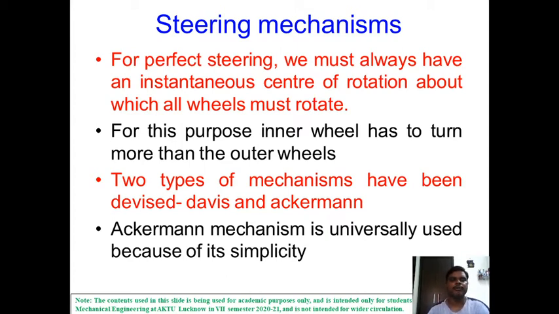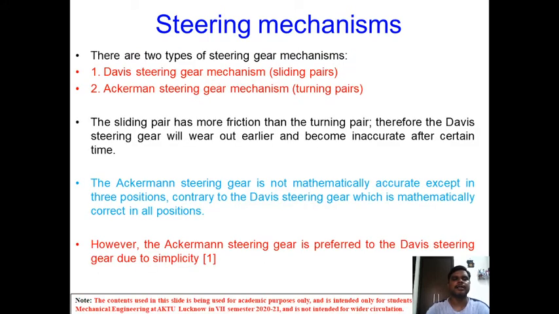So two types of mechanisms are generally utilized, and they are known as the Davis mechanism and the Ackermann mechanism, in case of steering mechanisms. The Ackermann steering mechanism is universally used because of its simplicity. We'll discuss these two mechanisms in this lecture. The Davis mechanism is basically based on sliding pairs, and Ackermann has turning pairs. Why I said the Ackermann system is simple is because it has turning pairs, so it is easier in construction.